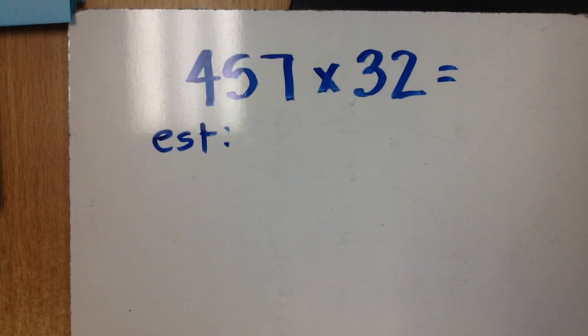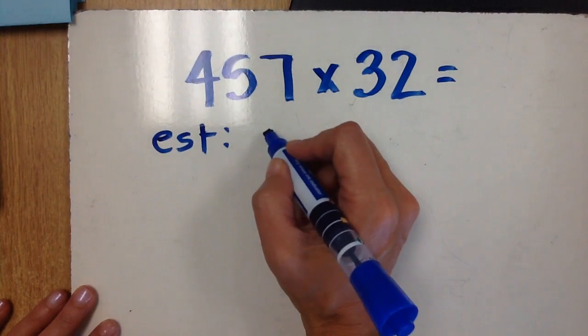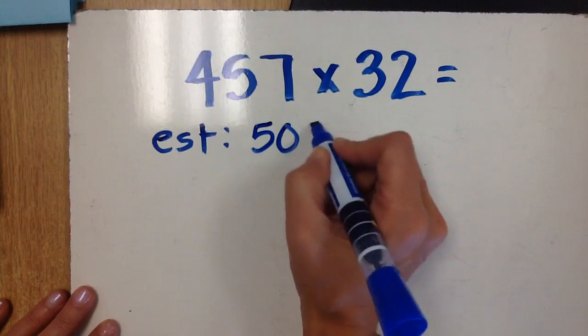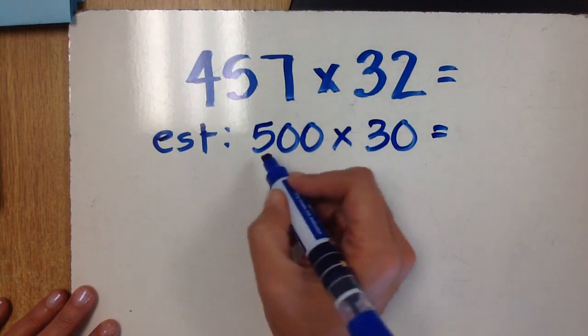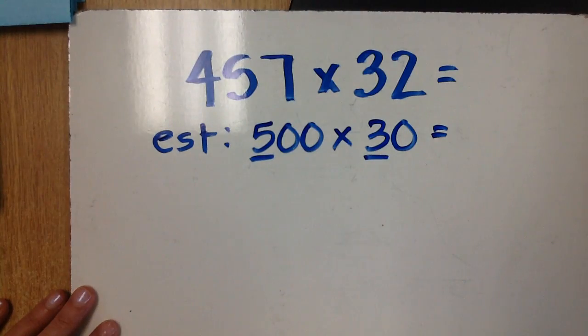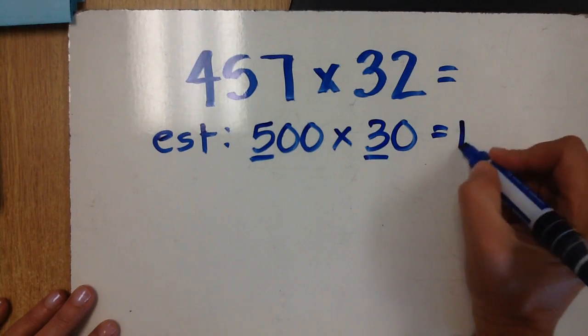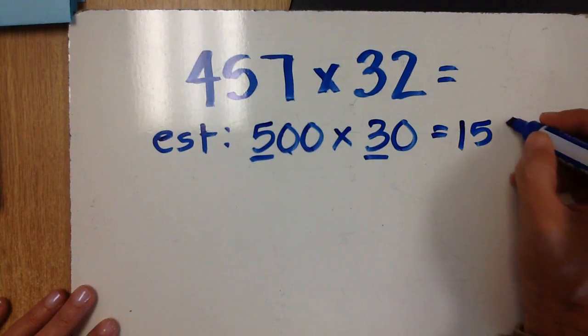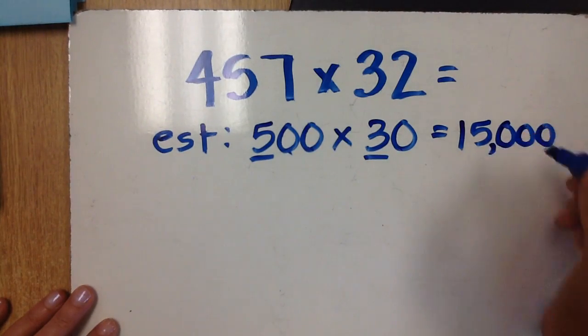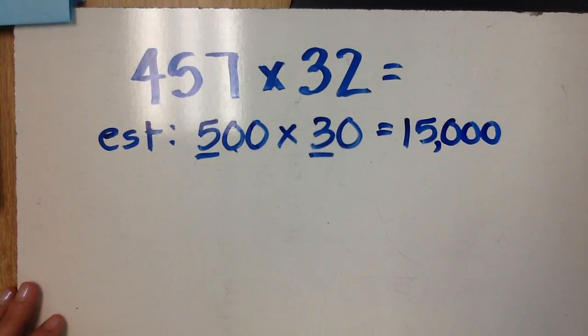sure it's reasonable. So I'm going to round 457 to 500, and I'm going to round 32 to 30. So I can multiply my non-zero digits. 5 times 3 is 15, and then I can count how many powers of 10 I have, which is 3. So my estimate is about 15,000.